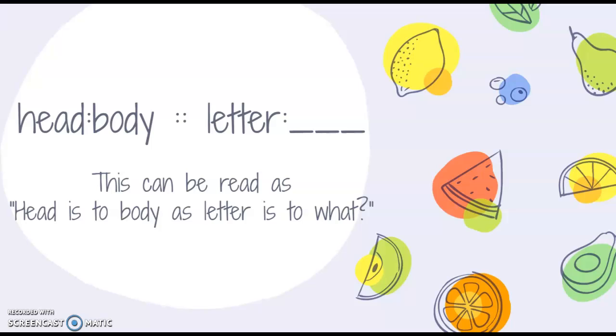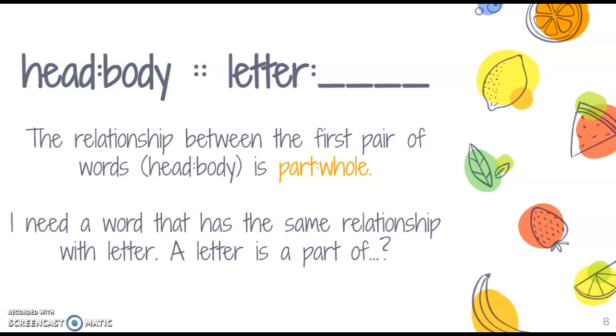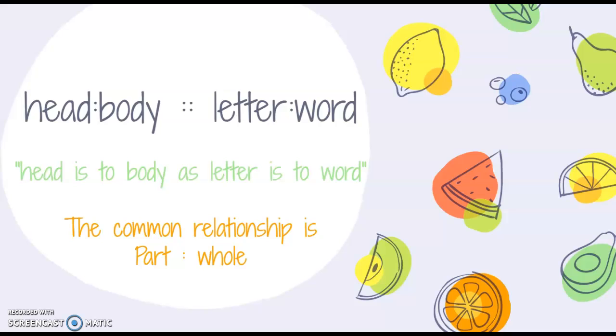Let's try this one. Head is to body as letter is to what? Well, the relationship again in this one is part and whole. Our head is a part of our whole body. So when we think about letter, the letter is the part, but what is the whole? Well, when I did this, I said that letter is a part of a word. You could also say that letter is a part of the alphabet. Head is to body as letter is to word, or if you want, alphabet. Either way, the common relationship is part to whole.